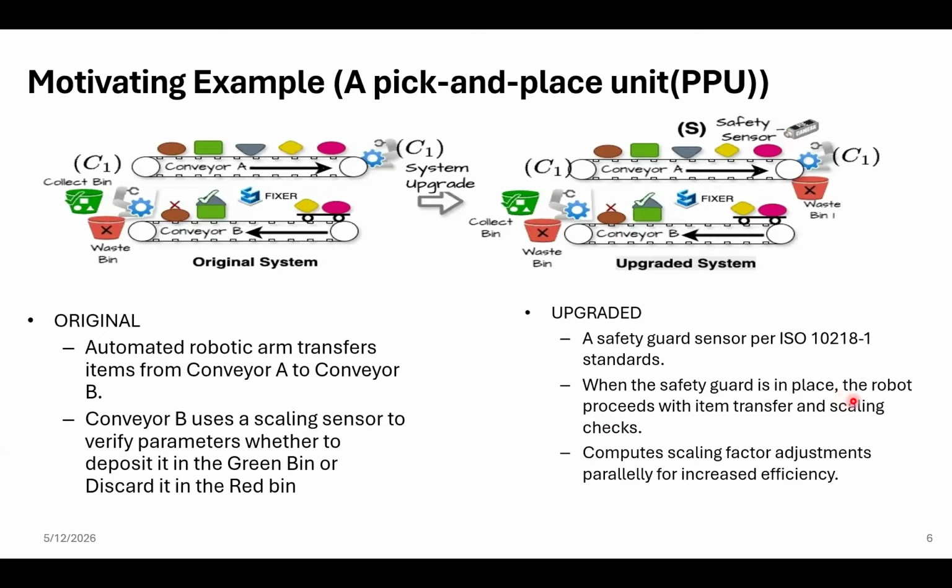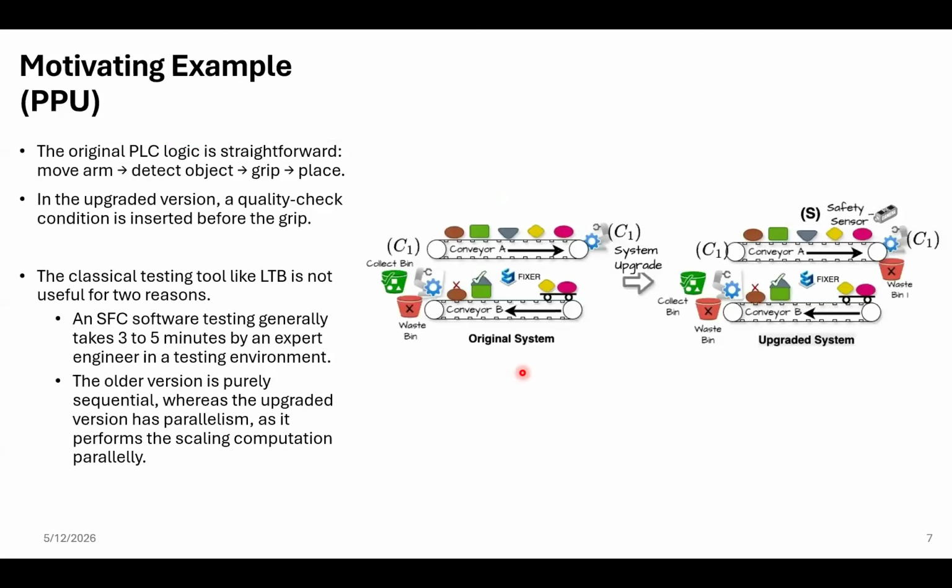When the safety guard is placed, the robot proceeds with the item transfer and the scaling checks, and computes the scaling factor adjustment in parallel for increased efficiency. To put it in a very simple way, in the original behavior the logic is move on, detect object, grip and place. Whereas in the upgraded version, a quality check condition is inserted before the grip.